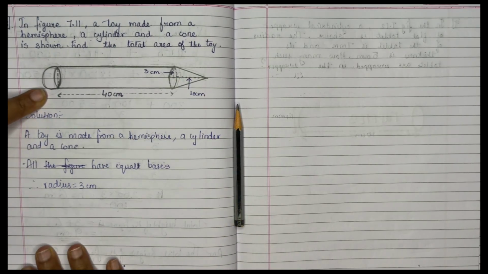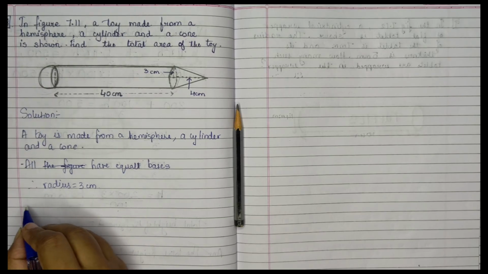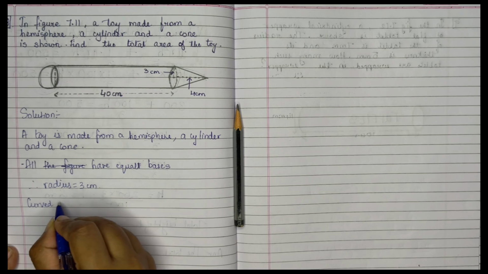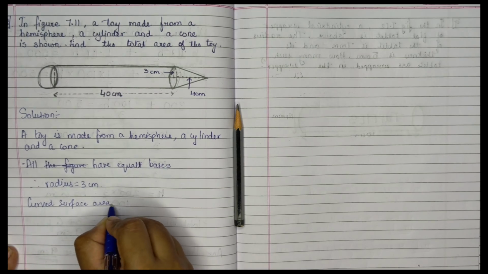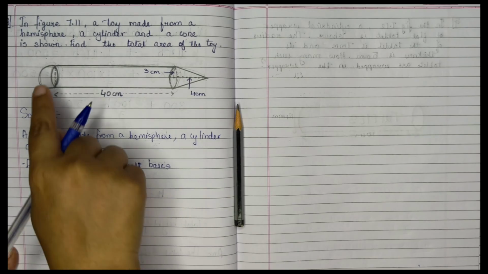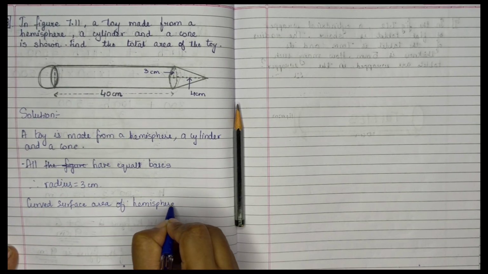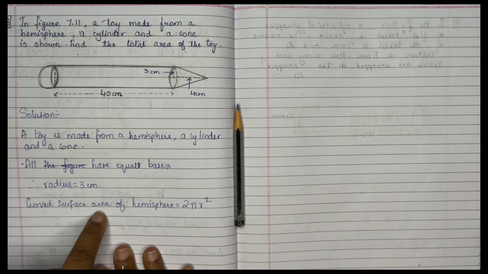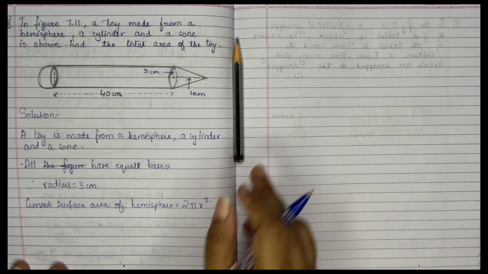First we will find out the curved surface area of the hemisphere. Curved surface area of hemisphere is equal to 2 pi r square.